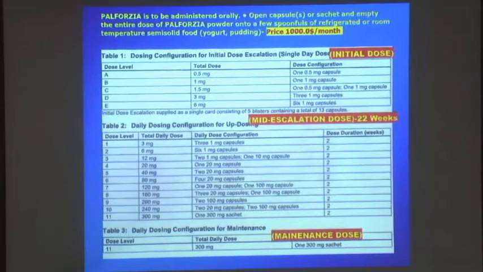You start with 3 milligrams in the mid-escalation dose and reach the 300 milligram level. The last mid-escalation dose is 300 milligrams, and mind you, this is 300 milligrams daily for 2 weeks. And then this 300 milligram goes into the maintenance dose that continues daily for a total period of about 3 years.